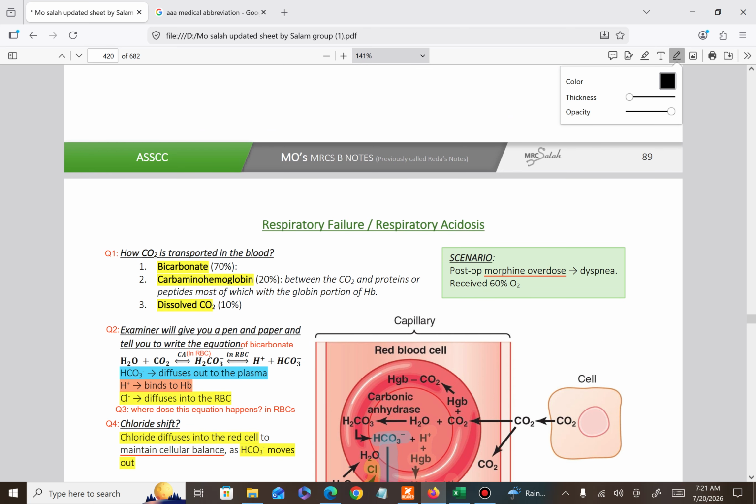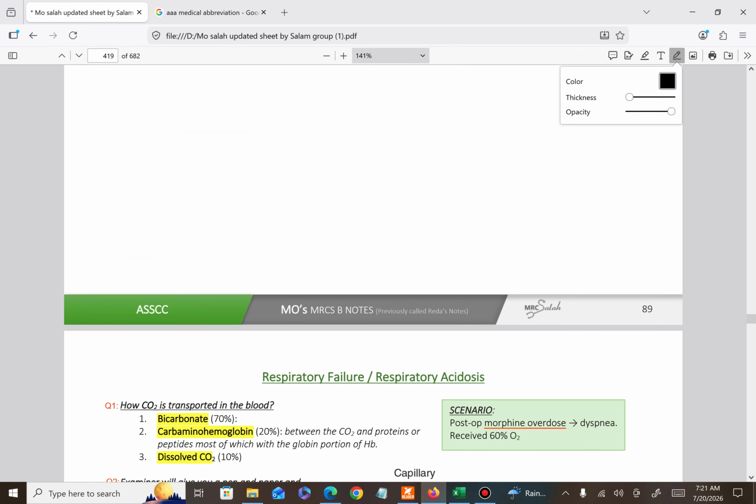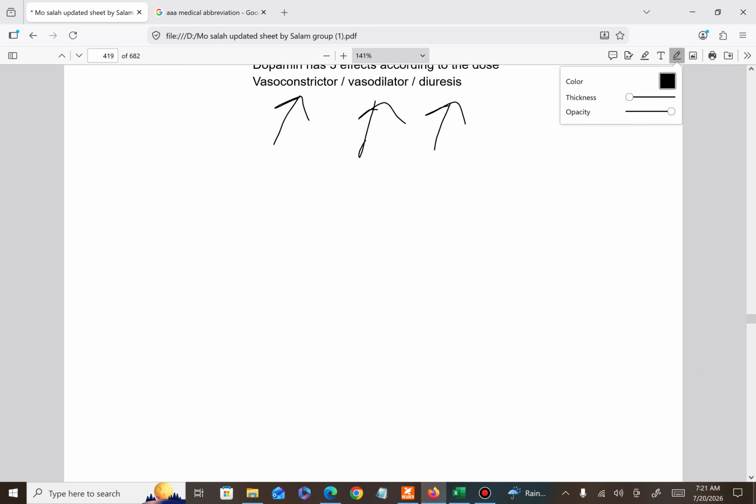Then the next station is, we will discuss the further station in the next lecture.